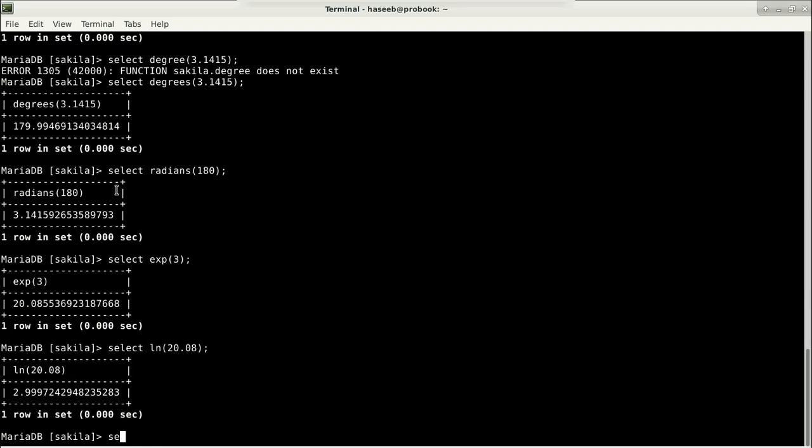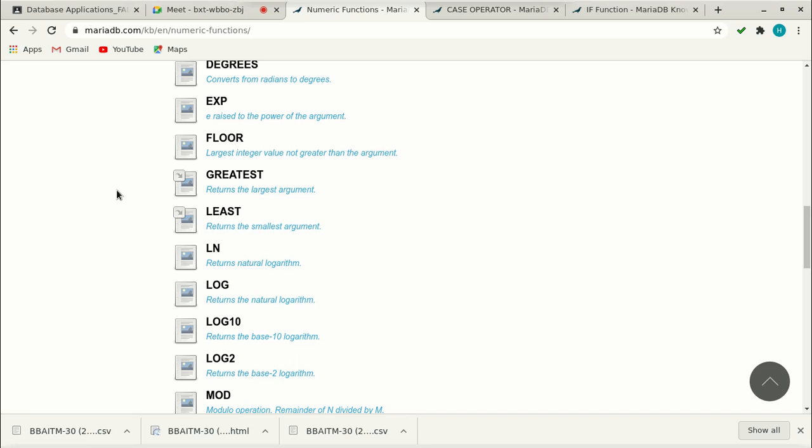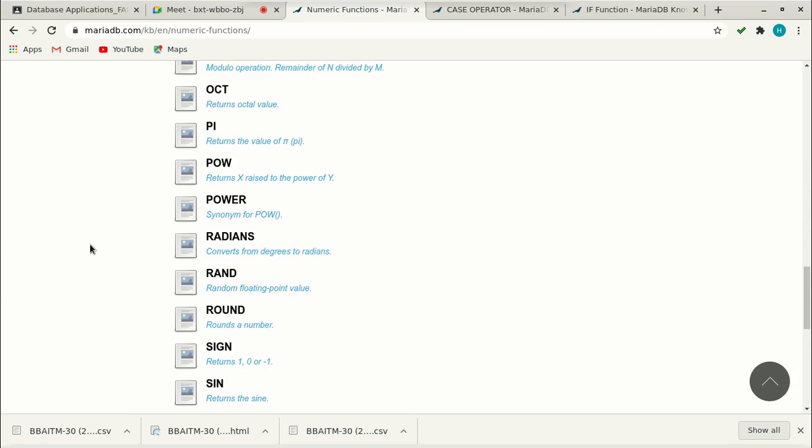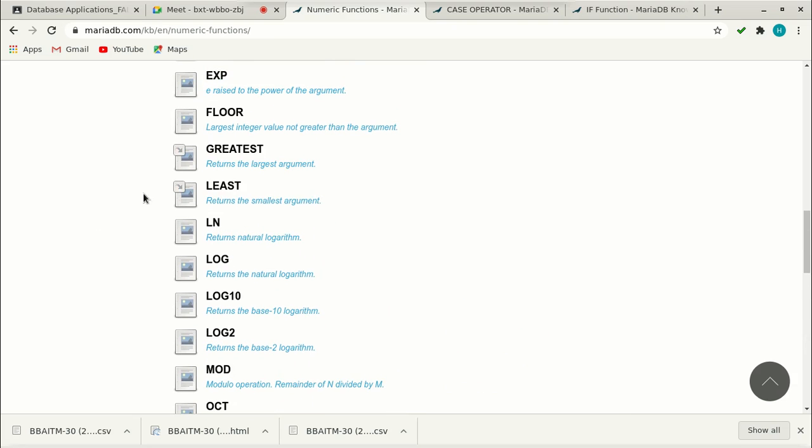So let's say I write select greatest 2, 5, 10, 1. It will return the greatest value among the given values. You can give it any number of values and it will find the greatest number among those. Similarly, the opposite of this is lowest. Oh, lowest, not lowest, least. Greatest, least. Let's check, maybe there is a lowest too. No, it is least. So the opposite of it is least, not lowest.